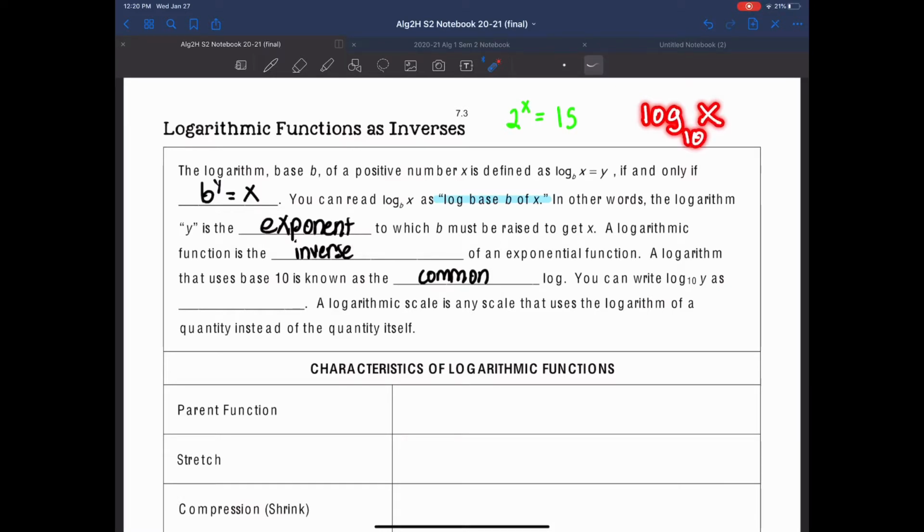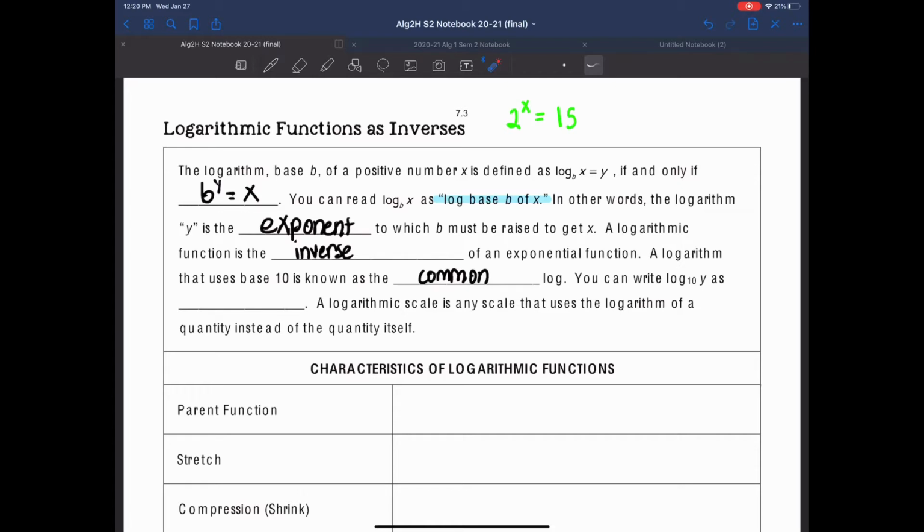The only time that we're going to see a number down there is if the base is not 10. So for example, if we're talking about a base of 3 for an exponent, we're going to have to write log base 3 of x, right? So the number underneath the logarithm symbol is assumed to be 10 if we don't see any number down there.